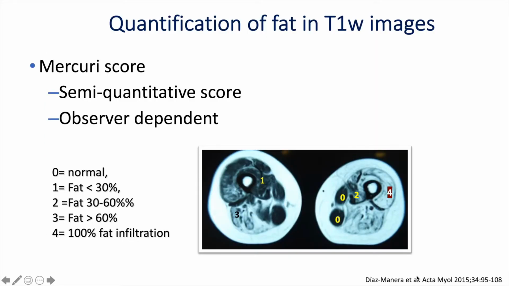So the first thing that we did was to analyze MRIs at baseline. We quantified the amount of fat in these muscles using a score that is called the Mercury score. This is a semi-quantitative score, observer-dependent, but a very easy and reliable one. Here what you do is you quantify the amount of fat in the muscles. 0 is no fat at all.